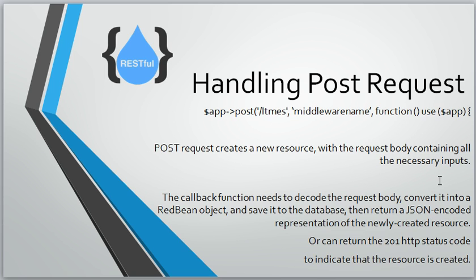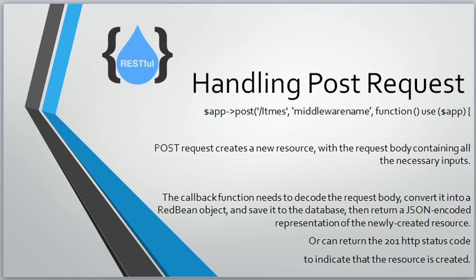Post request creates a new resource. The request body contains all the necessary inputs. The callback function needs to decode the request body, convert it into a Redbean object, and save it to the database, then return a JSON encoded representation of the newly created resource, that is the JSON string. Or it can return the 201 HTTP status code to indicate that the resource is created.